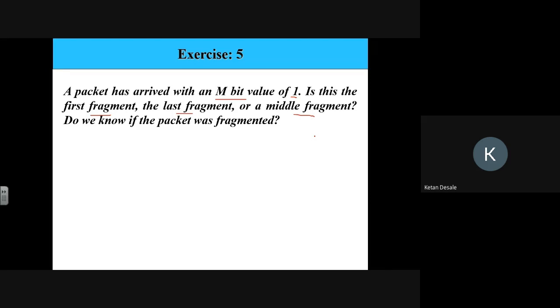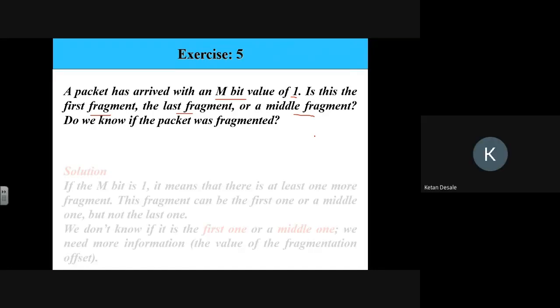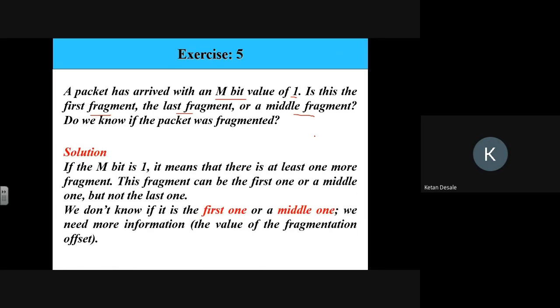Can we do further fragmentation if M equals 1? Yes, definitely. We can do it again, but we cannot say whether it is the first one or a middle one. We need some more data to find out whether it is the first fragmentation or the middle one. But we can say that it could not be the last one. That is the guarantee because M is 1. More fragmentations would be allowed. At least we have that reference data.